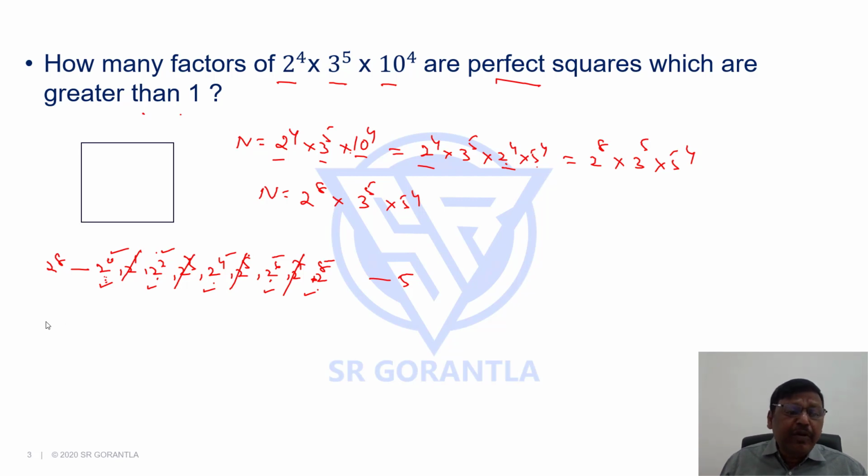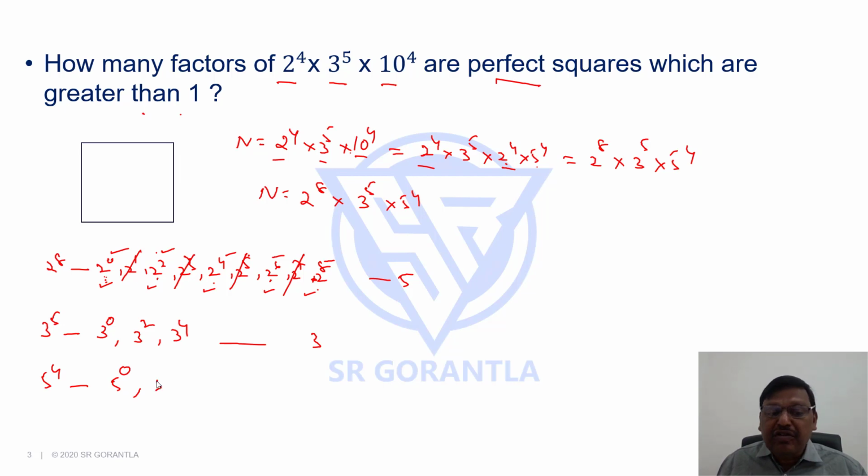Similarly, now for 3 power 5, out of the factors of 3 power 5, how many are perfect squares? As we have already discussed, we should consider the even powers. 3 power 0, 3 square and 3 power 4, there will be 3. And for 5 power 4, we should consider again even powers, 5 power 0, 5 square and 5 power 4, 3. I have 5 factors which are perfect squares for 2 power 8. For 3 power 5, I have 3 factors which are perfect squares. For 5 power 4, we have again 3 factors, which means the total number of factors which are perfect squares is going to be 5 into 3 into 3, that is 45.